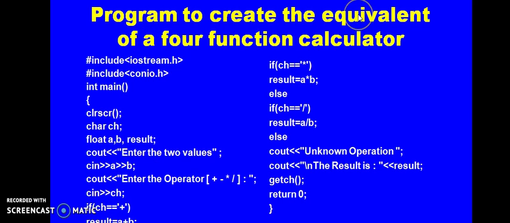This is the program to create the equivalent of a 4-function calculator by using simple if. Here we are taking two inputs from the user, A and B, and an operator, plus, minus, star, and divide, and based on the operator inputted by the user, we will get the output.